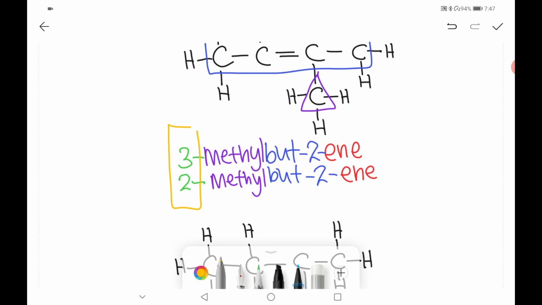Remember, when you are given 2 names, you always focus on the number at the back first. If you can see the number at the back, who has a smaller number, that is the final name already. Only when the number at the back is the same, no choice, then we have to look at the number at the front. Who is smaller? 2 is smaller than 3. So then we know already your final answer should be this one. 2-methyl butane. The final name is 2-methyl butane.